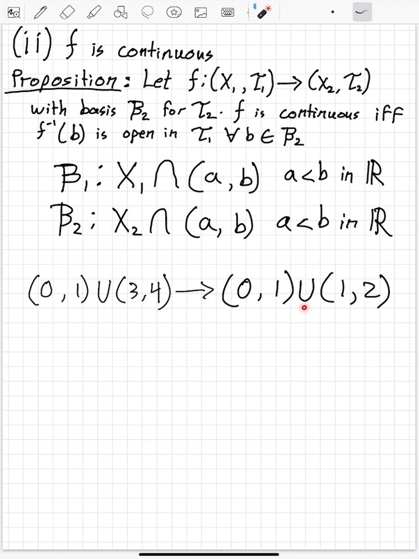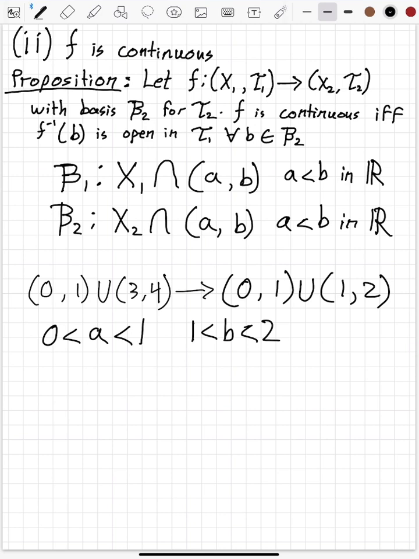If a is equal to 1 and b is greater than 2, then the intersection between the two would be the open set (1, 2), which would have the preimage (3, 4), which will be open in tau 1. And for any open interval in between 1 and 2, the preimage would be in between 3 and 4, which would also be open in tau 1. However, let's consider the case in which a is greater than 0 and less than 1, and b is greater than 1 and less than 2.